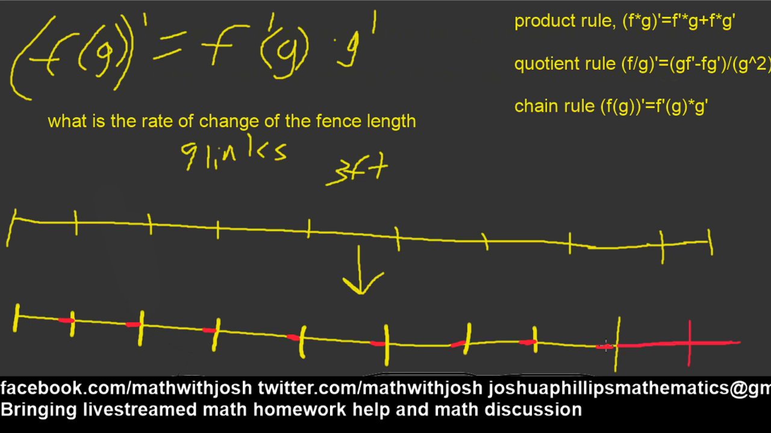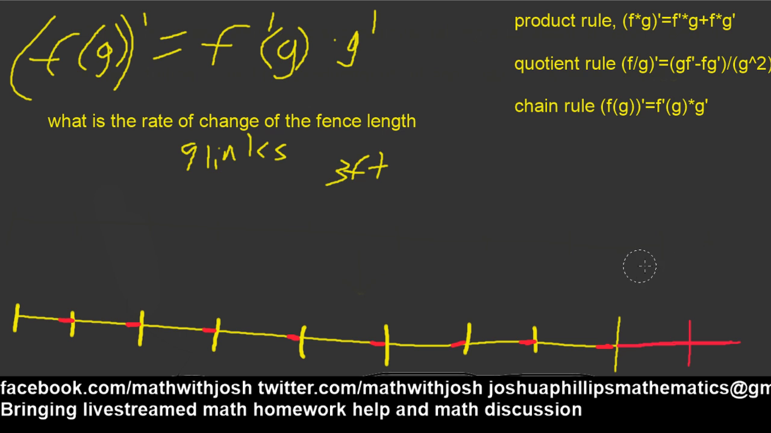So if we think about what the change in the fence is in this context, it's actually going to be that we have our new section of fence, and that's just the change in how many fence posts this function is outputting.